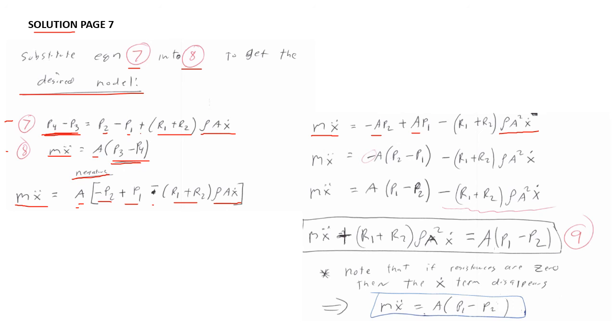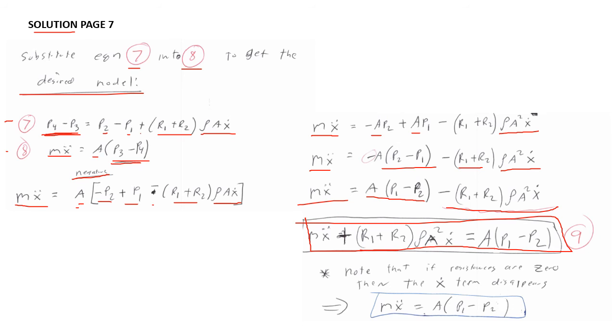So I pull out my negative A there. We have m x double dot is equal to negative A times P2 minus my P1 there minus R1 plus R2 times my rho A squared x dot, or m x double dot is equal to, if I distribute the negative through, A times P1 minus P2 minus my R1 plus R2 times my rho A squared x dot here. So I'm going to move this around, rearrange a little bit, put that in the middle, and we end up with m x double dot plus my R1 plus R2 times my rho A squared x dot is equal to A times P1 minus P2. Call this my equation 9 here.